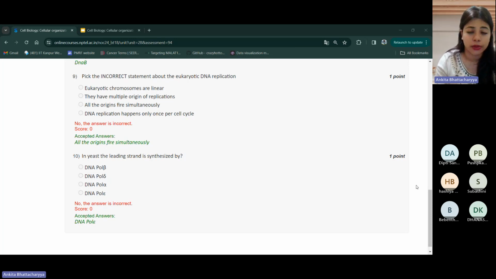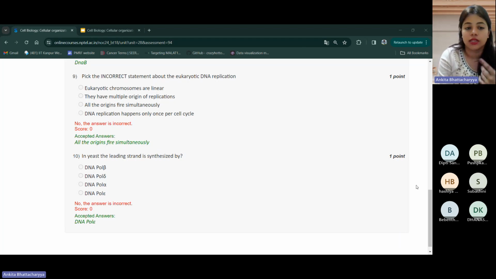each subsequent replication, the genetic information from the ends of the chromosome is not lost. Second, that they have multiple origins of replication. Certainly, eukaryotes have multiple origins, like we just discussed, in contrast to prokaryotes that only have a single origin of replication. For option 3, all the origins fire simultaneously.